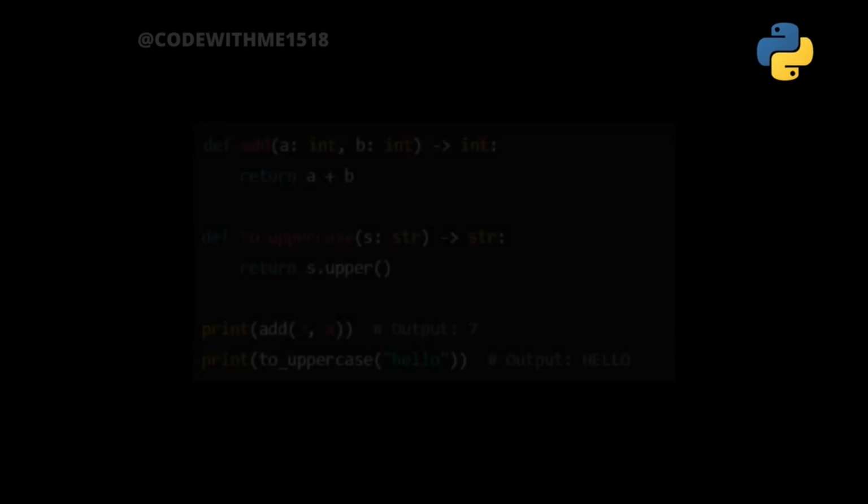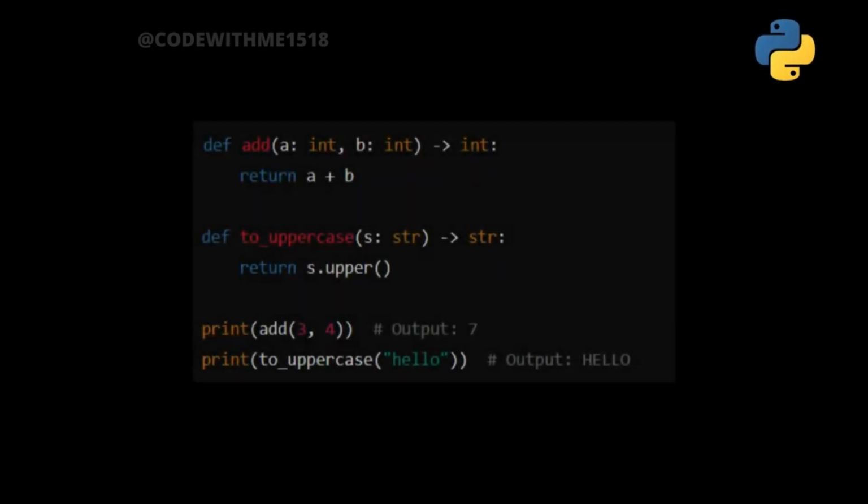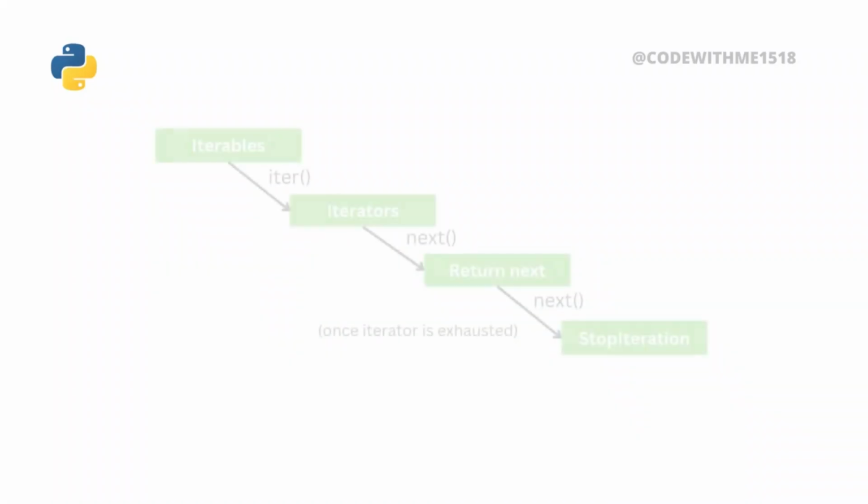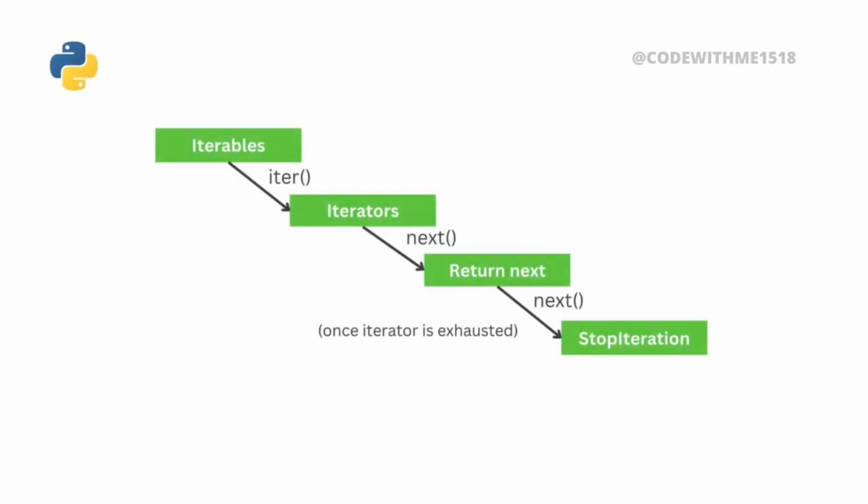Let's see another example with multiple parameters and different return types. Type annotations help you and others understand the expected input and output of your functions, making your code more maintainable. Generators. Generators are a simple way to create iterators using a function that yields values one at a time, instead of returning them all at once.